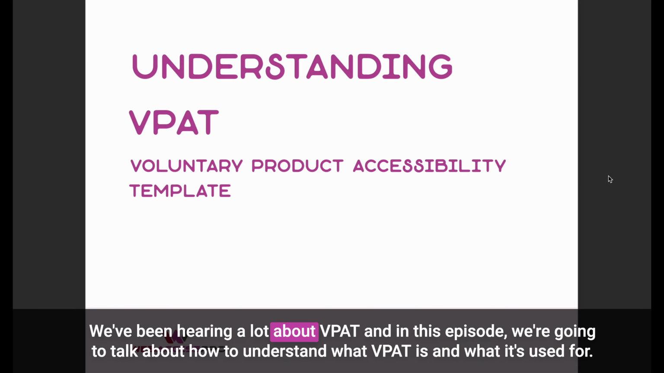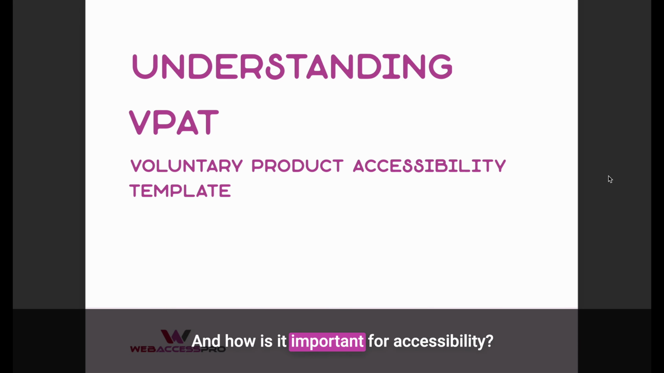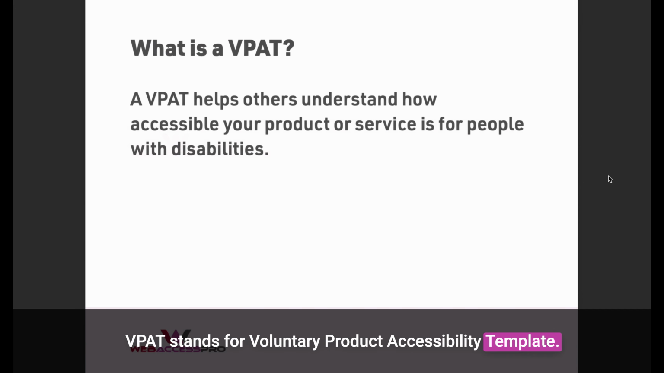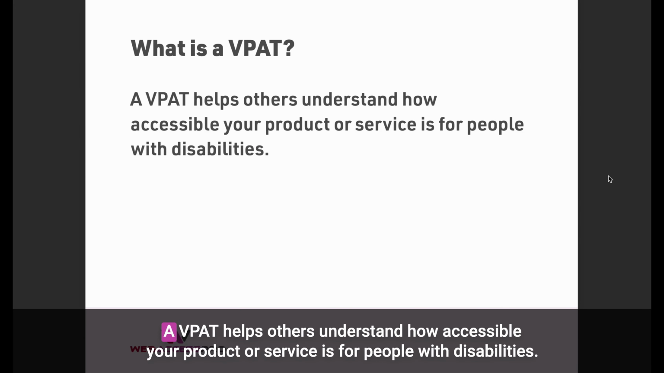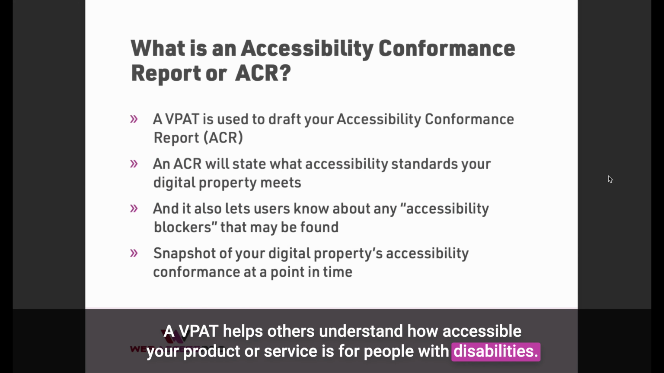We've been hearing a lot about VPAT, and in this episode, we're going to talk about how to understand what VPAT is and what it's used for and how it is important for accessibility. VPAT stands for Voluntary Product Accessibility Template. What is a VPAT? A VPAT helps others understand how accessible your product or service is for people with disabilities.